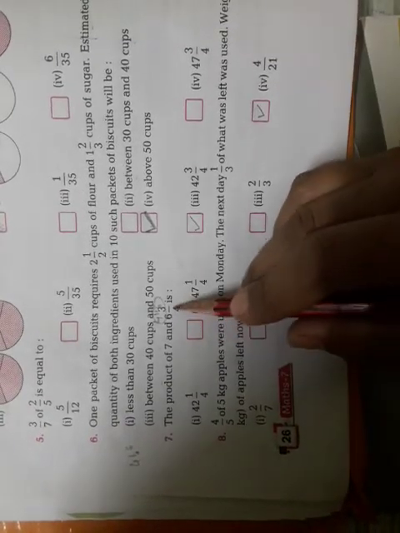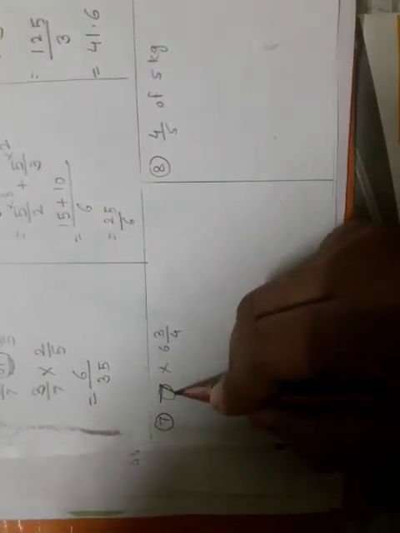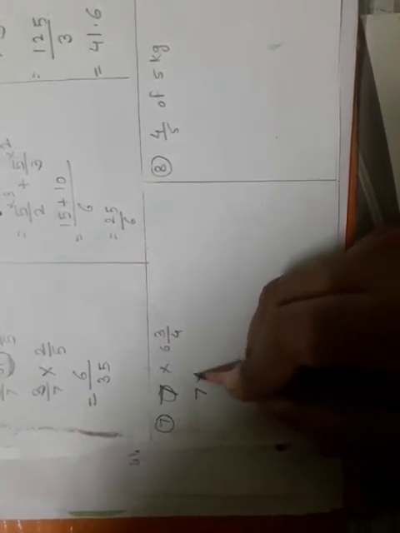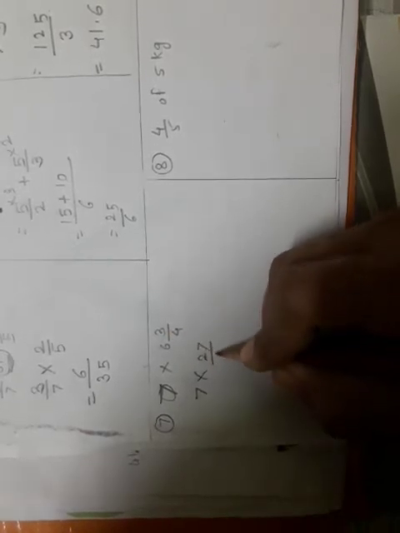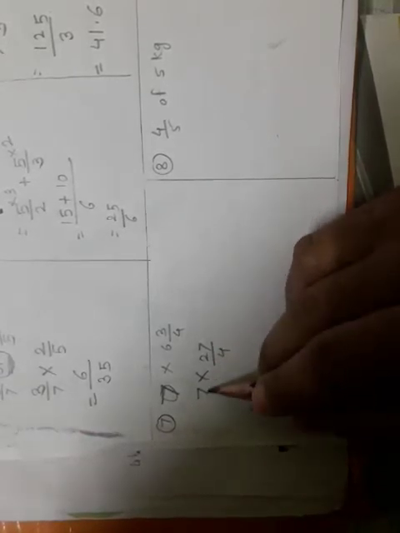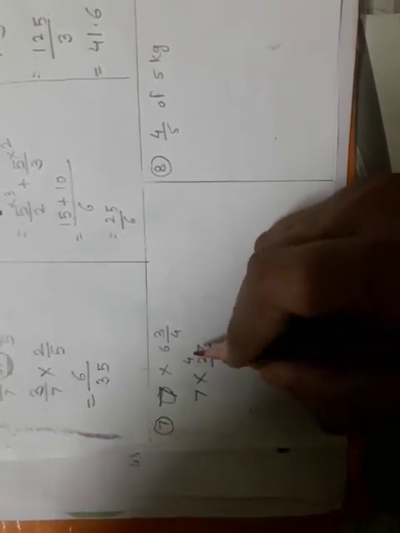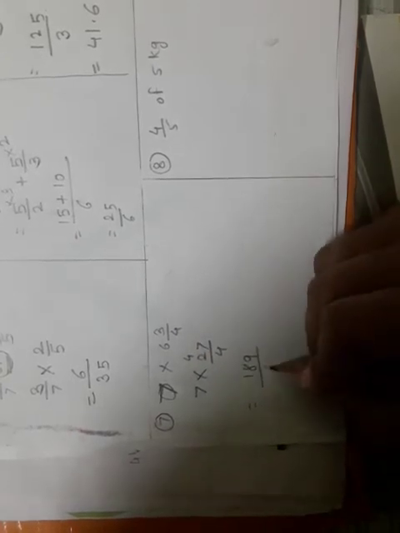The product of 7 and 6 integer 3 by 4. We have to take the product of 7 and 6 integer 3 by 4. You have to convert it into improper fraction. 6 4s are 24, 24 plus 3, 27 divided by 4. Then we have to do multiplication. 7 7s are 49, 4 is carry. Then 7 2s are 14, 14 plus 4, 18. And 189 divided by 4.